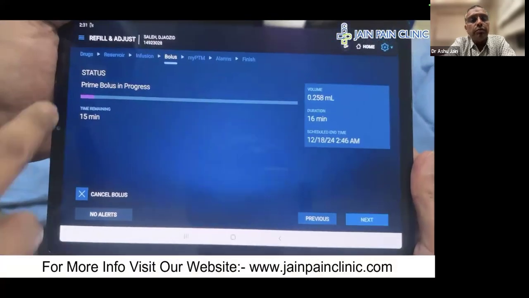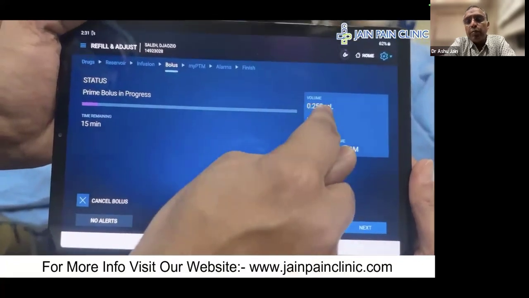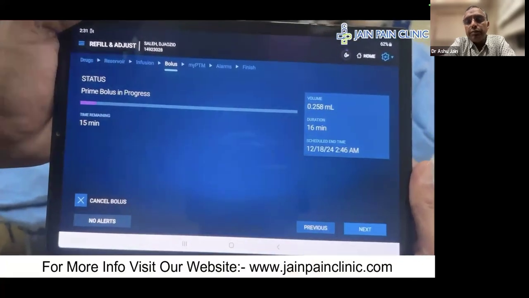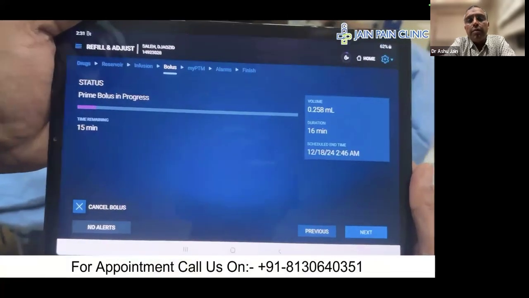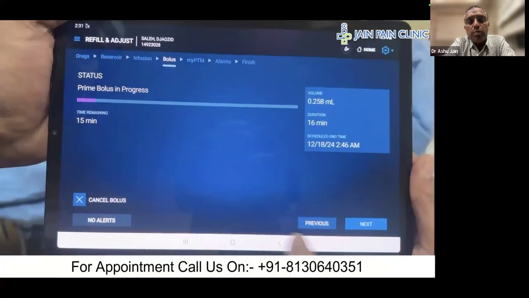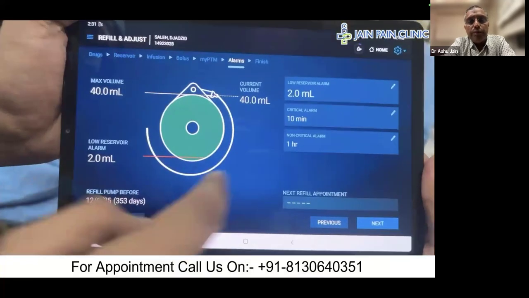Next, we have started the bolus. So 0.258 ml will be refilled in the catheter. And within 15 to 16 minutes, the complete catheter will be filled with the bolus. Next. And now we have set the alarm.